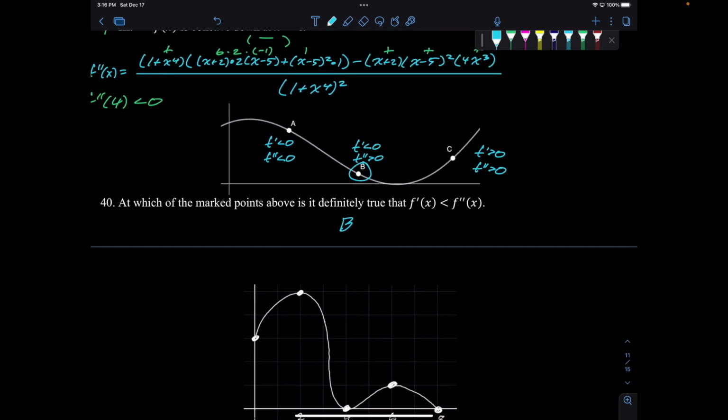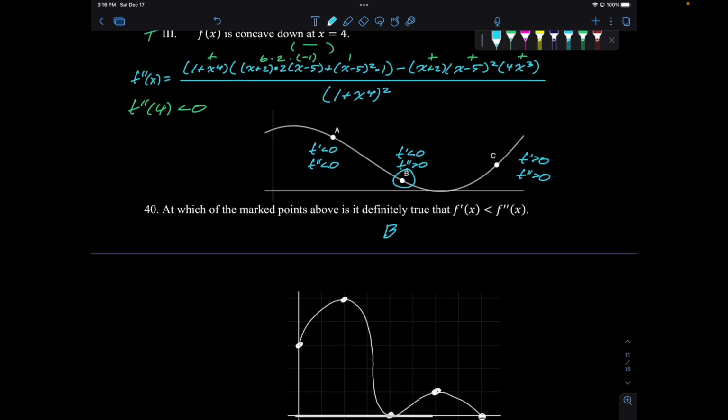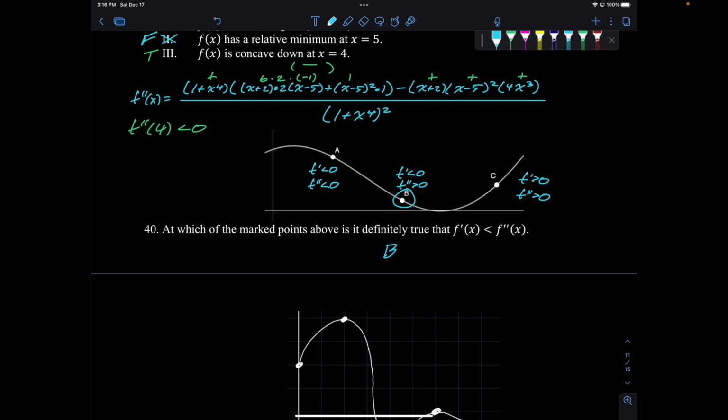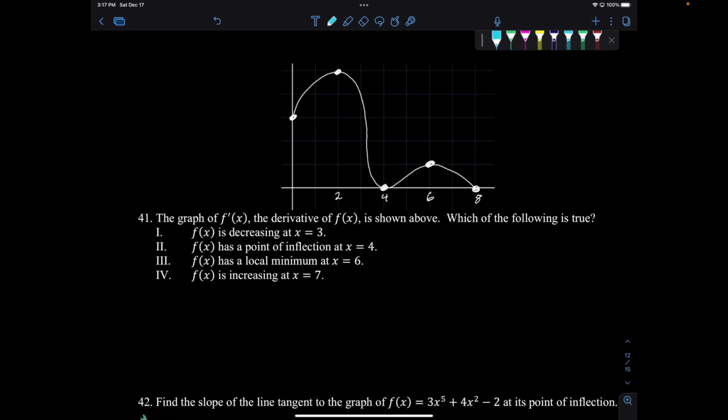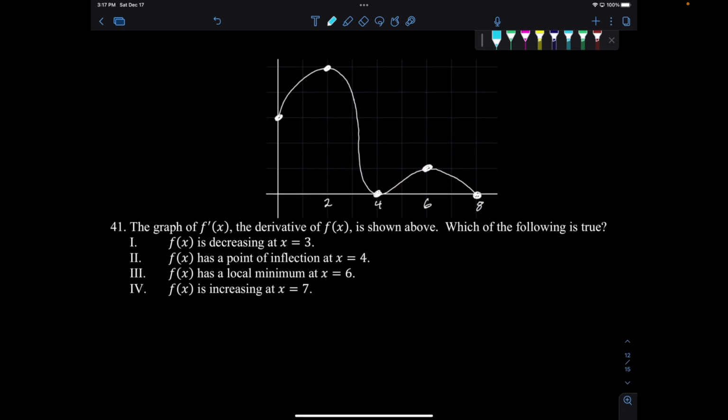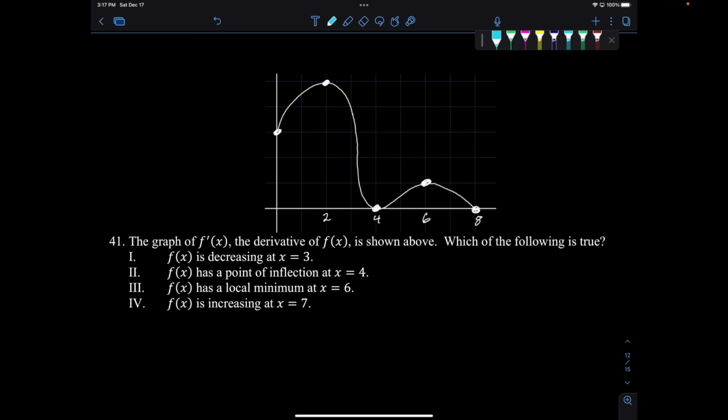All right. Let's look at that, by the way, in case you didn't see it. That's that second derivative that we found. Didn't need to simplify it, which is nice. All right, the graph of f prime, the derivative of f, is shown. This is the graph of f prime. Big fan of labeling that because you really got to be on top. Which of the following is true?